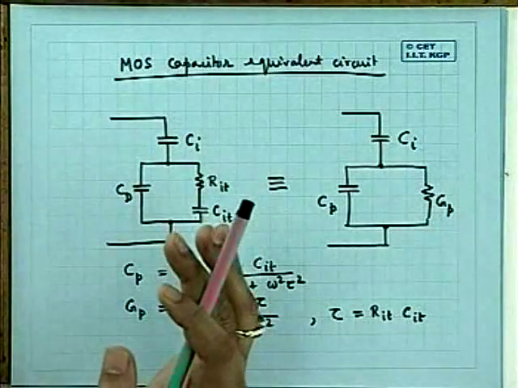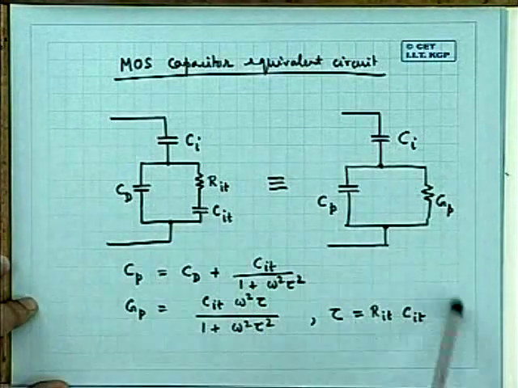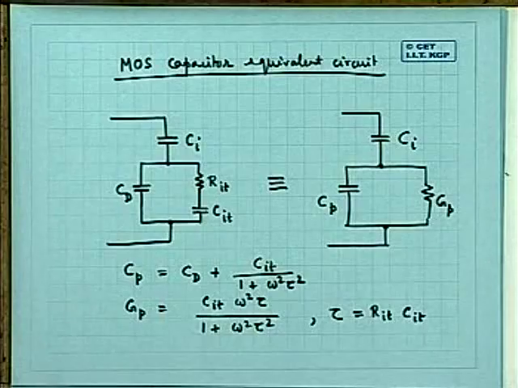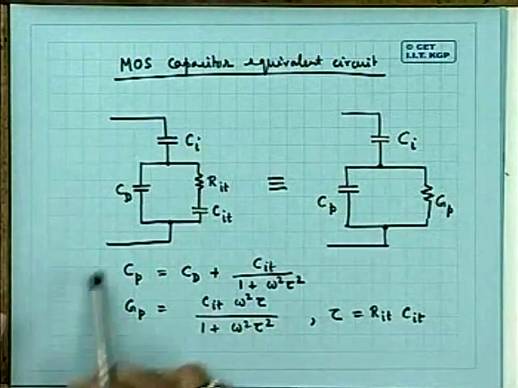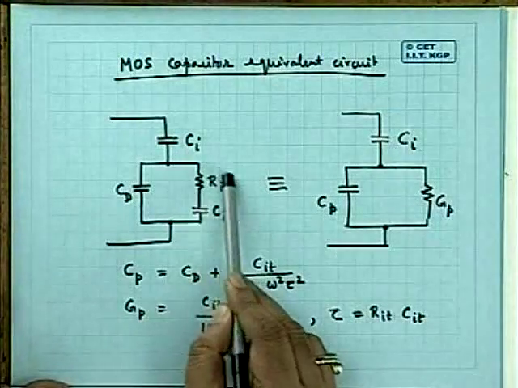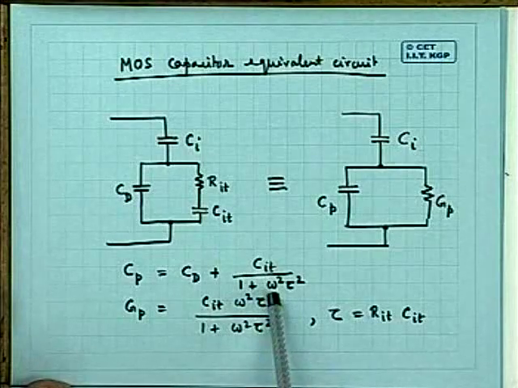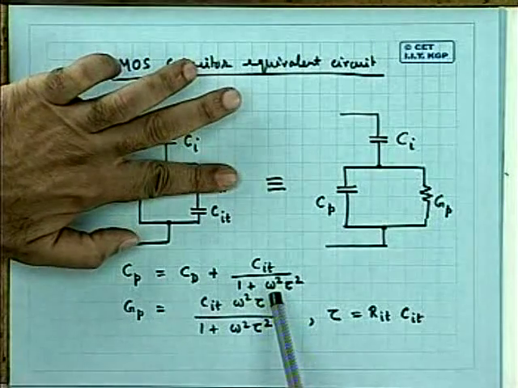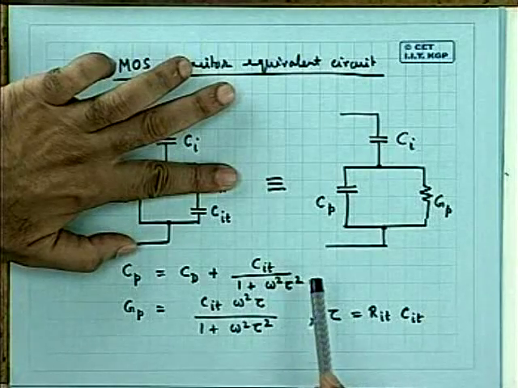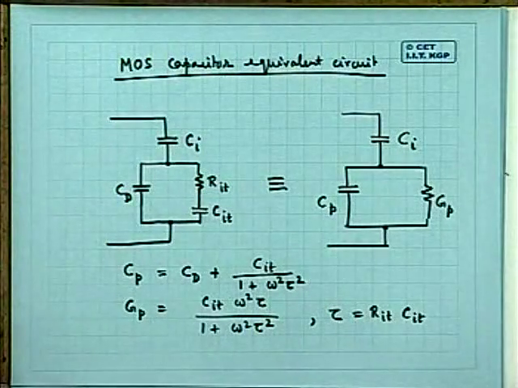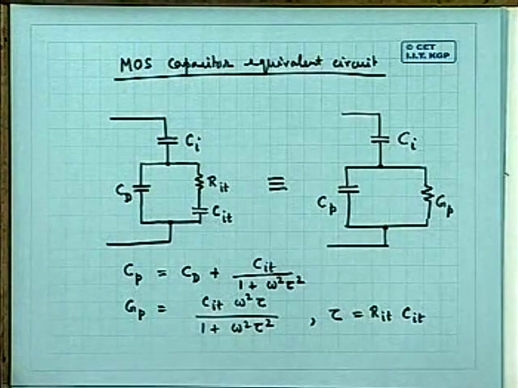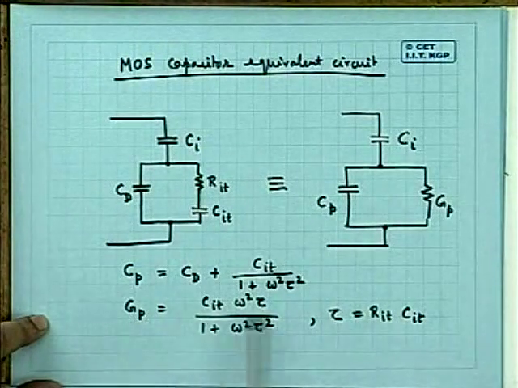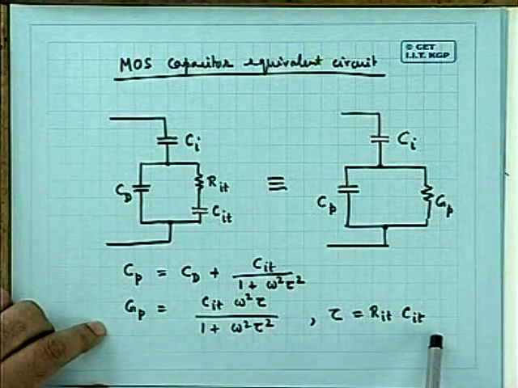But the presence of these interface states is modifying our circuit. Can you tell me what comes to your mind from this expression? You see that both CP and GP are now modified, and that is because of the presence of RIT. A frequency dependence is coming. If RIT was not there, this frequency dependence would not have come. So you can perform the experiments at different frequencies. The CV plots or GV. Now you can do GV also. You can understand the present GV, isn't it?